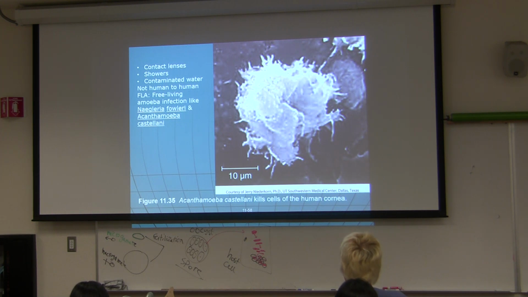There is another one I would like you to know. We do not have it in the lab. You get it from contact lenses if you use somebody else's stuff, or mix your new contacts and your old contacts. The name of the organism is Acanthamoeba castellanii. This is Acanthamoeba: contact lenses, showers, contaminated water, not human to human.